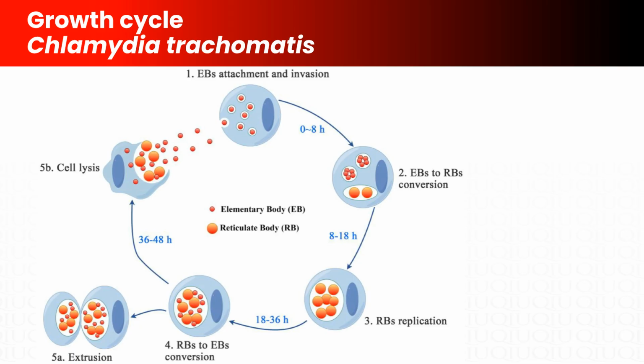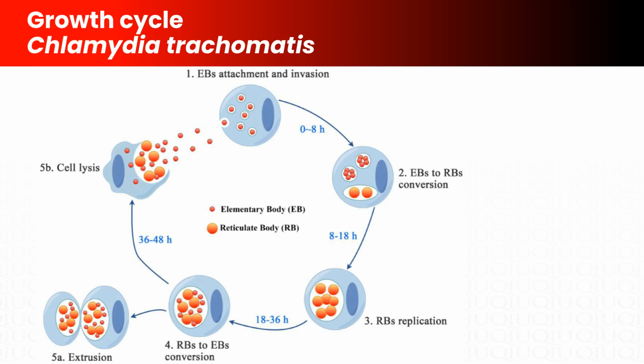Within the inclusion, the EB undergoes a transformation. Over the course of several hours, it reorganizes its structure and becomes a reticulate body, or RB, which is larger and has a more fragile cell wall. Unlike the elementary body, the reticulate body is metabolically active. It can synthesize proteins and nucleic acids using energy and building blocks stolen from the host cell. However, reticulate bodies are non-infectious and cannot survive outside the cell.